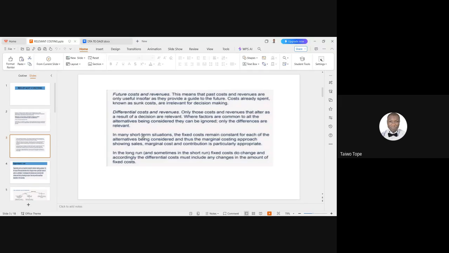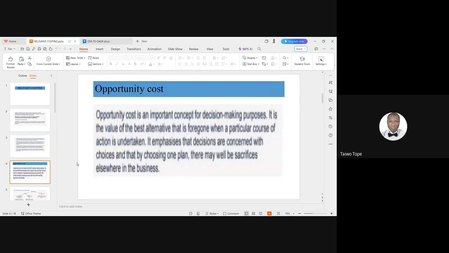Whenever we are solving a question on relevant costs, questions can come in different ways. You will be tested on the concept of material costs, on the concept of labor cost, and on the concept of fixed overhead.